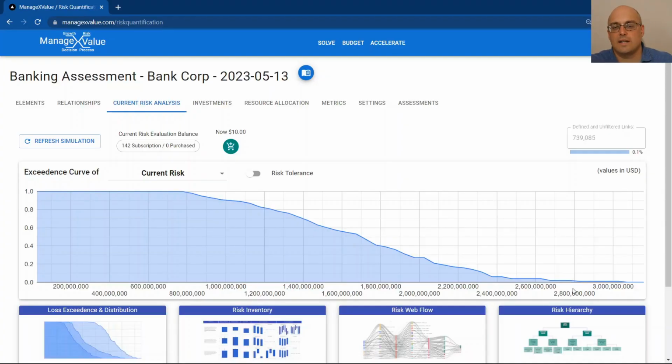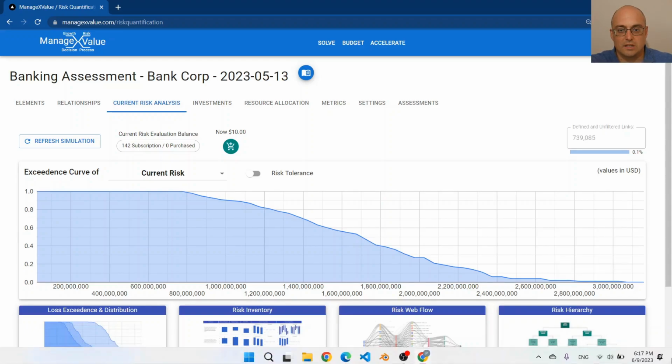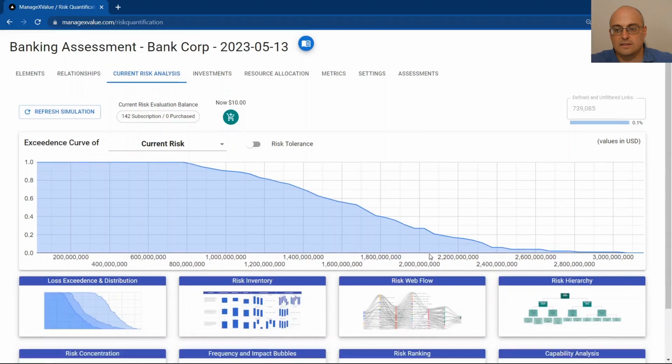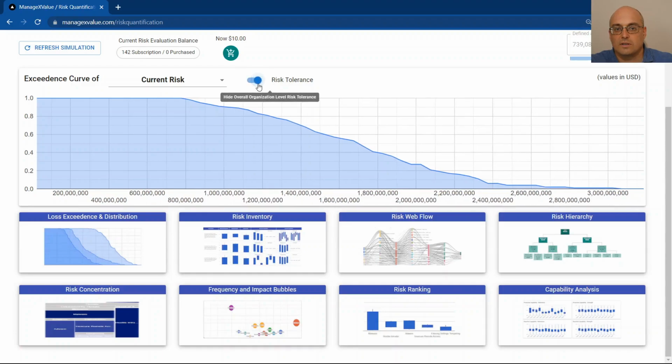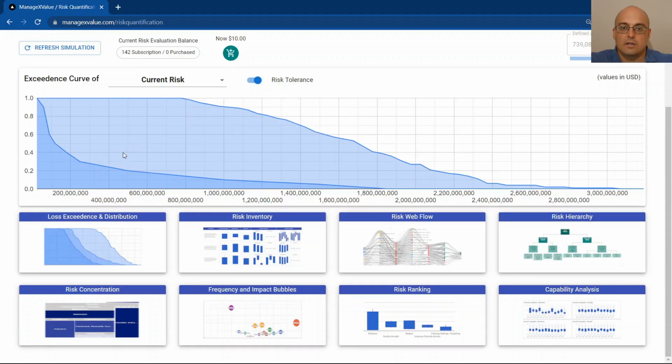So let's discuss how to identify and plan risk mitigation investments. For the purposes of this video, we are going to use a hypothetical banking environment. And what you see here in the current risk analysis dashboard is that it has a pretty significant risk profile. The loss exceedance curve actually highlights that the overall risk for the organization is quite high. And if we compare it to the risk tolerance that the hypothetical management team defined, you can see that there is a lot of work to do to actually decrease the level of risk for the organization.